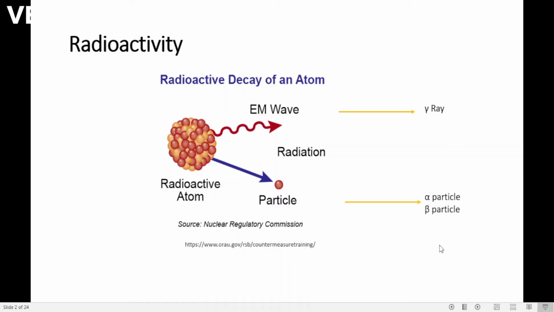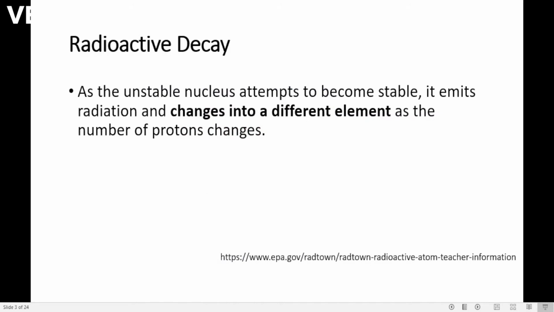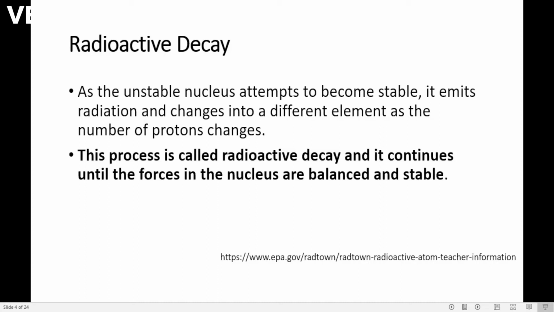Alpha and beta particles are made of particles that come from the nucleus. That means every time they are emitted, there is a change in the number of protons inside the nucleus. That means there is a change in the atomic number of that nucleus. And when that happens, we have a different element. As the unstable nucleus attempts to become stable, it emits radiation and changes into a different element as the number of protons changes. So this summarizes what I just said. This process is called radioactive decay, and it continues until the forces in the nucleus are balanced and stable.